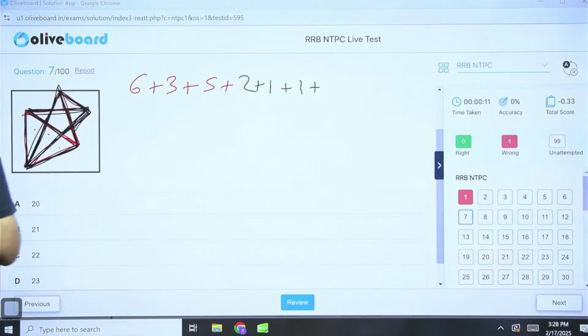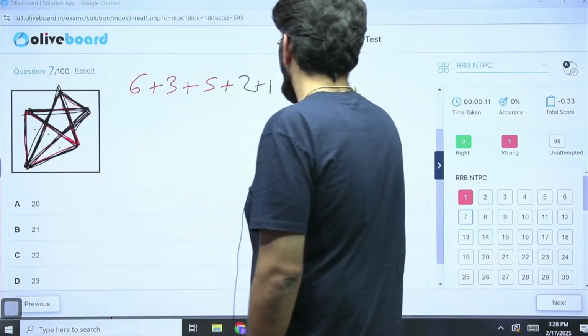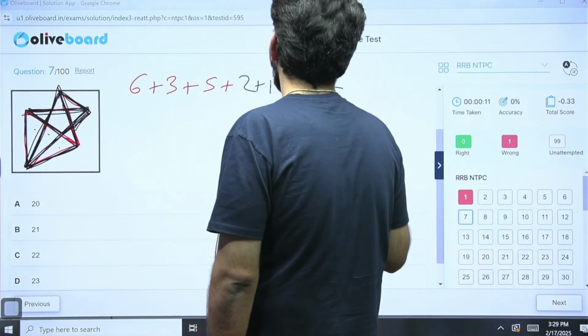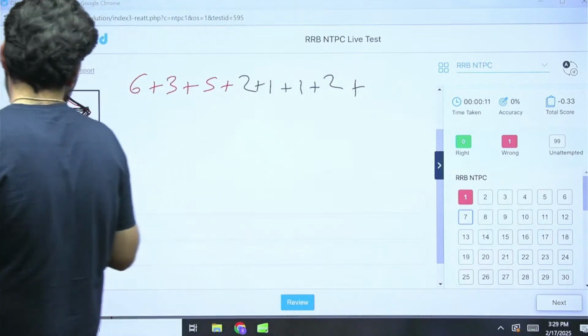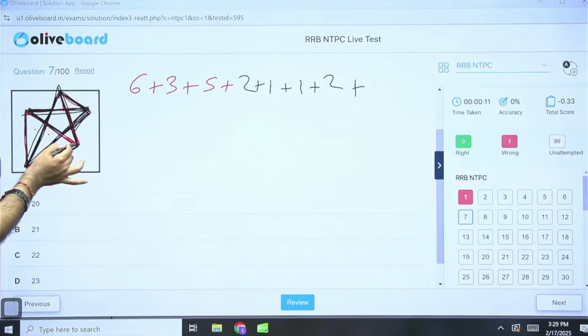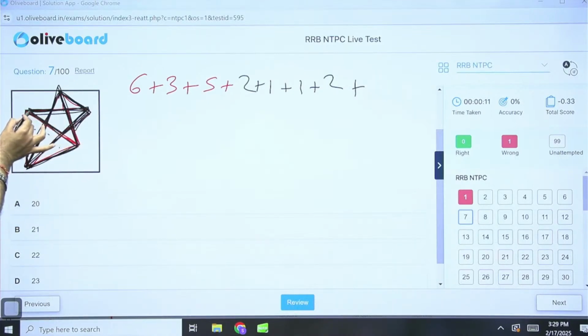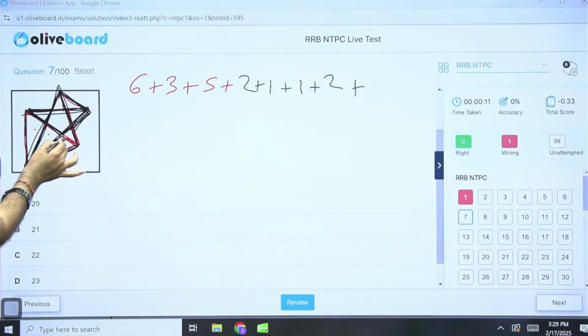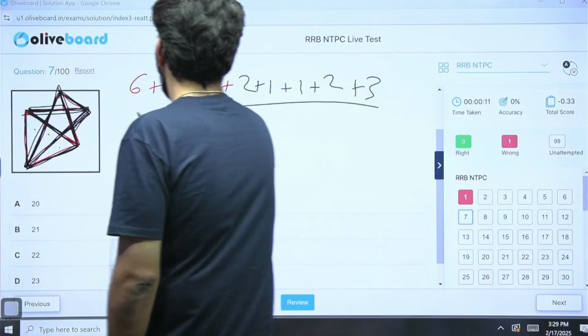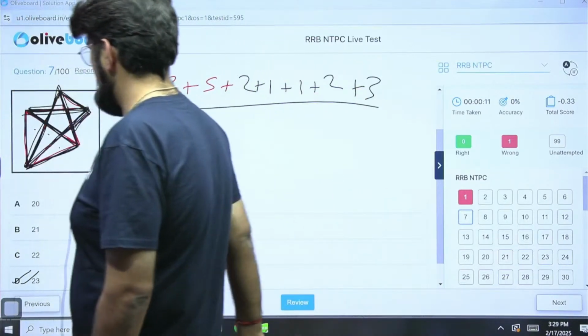Right? So if you add on all these triangles, there are 3 more which we are missing. It is this one here. Okay, we are missing this one for sure. This one, 1 and 3. So 23 becomes our correct answer.